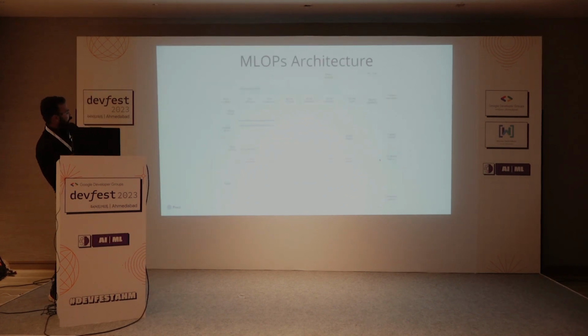थोड़ा color issue है, but I can explain it. This is what, those who are working with GCP, they might be knowing this diagram, but this is what, let's say, a full-fledged MLOps architecture would look like, right?